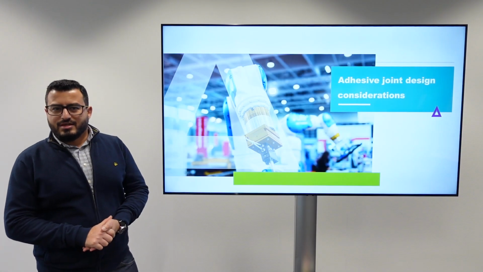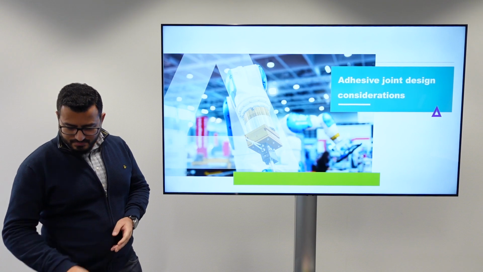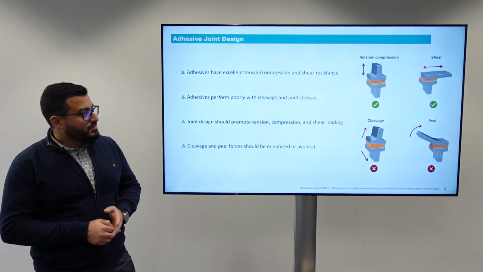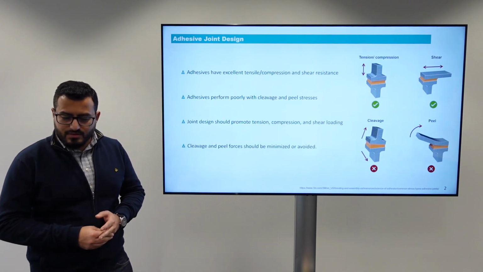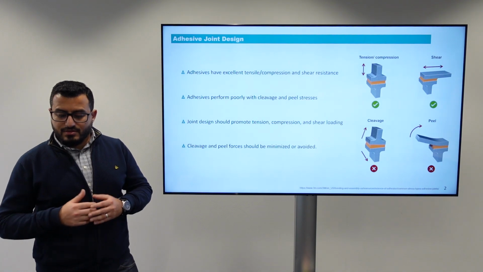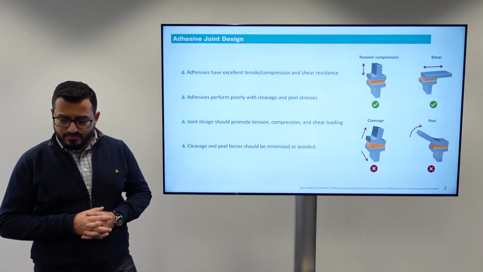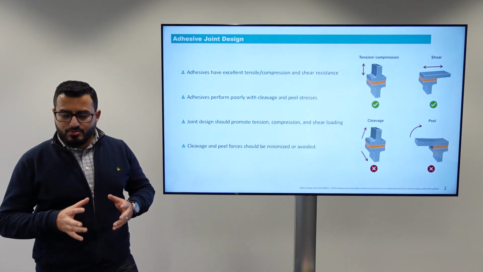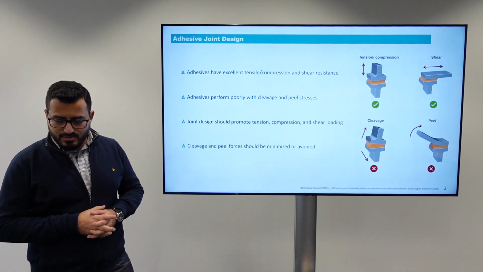Now let's see how to design a good adhesive joint. In terms of designing an effective adhesive joint, we first have to look at the adhesive properties. So brittle adhesives can resist tension, compression, and shear loads, as you see from these little animations, but they have poor performance in cleavage and peel stresses.